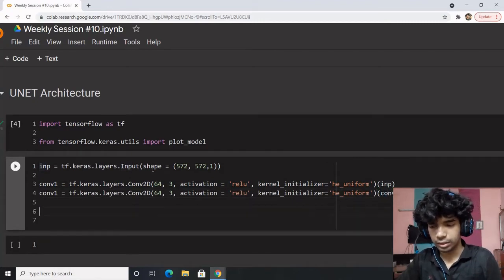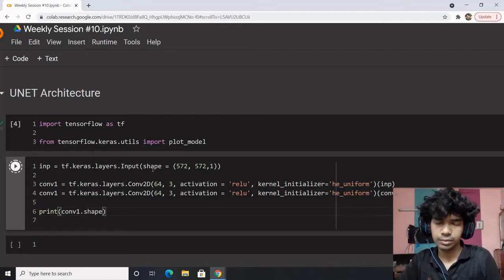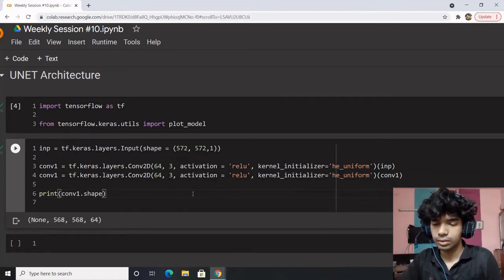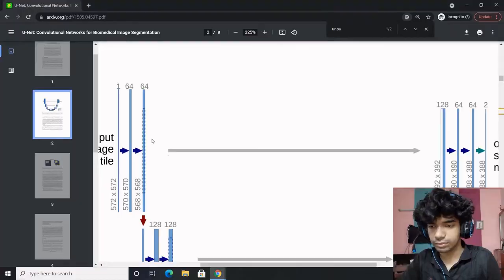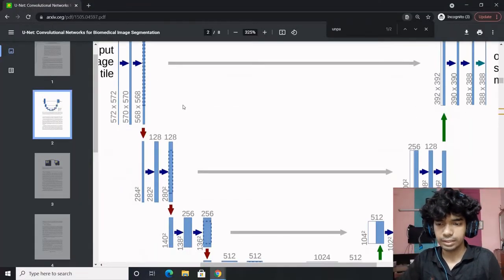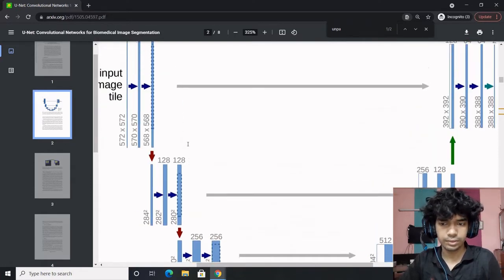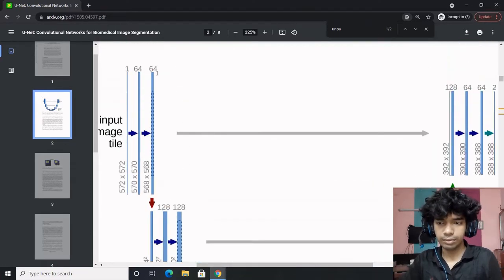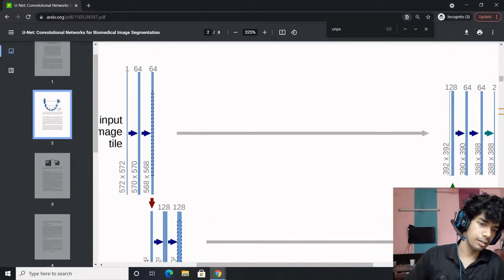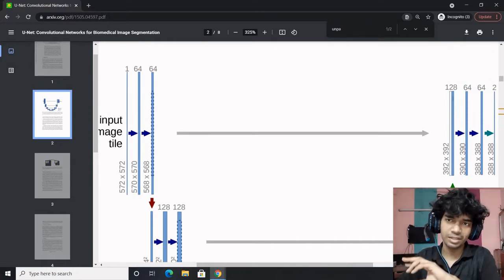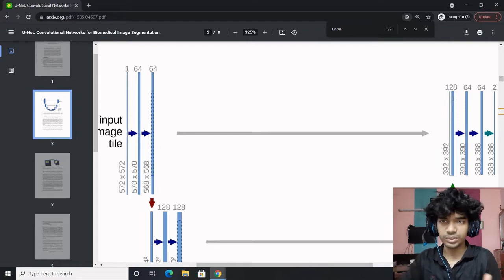Convolution 1. Let's check how far we have proceeded: 568, 568, 64. Perfect. Now we have a max pooling 2 cross 2. This would be reused at a much later stage.